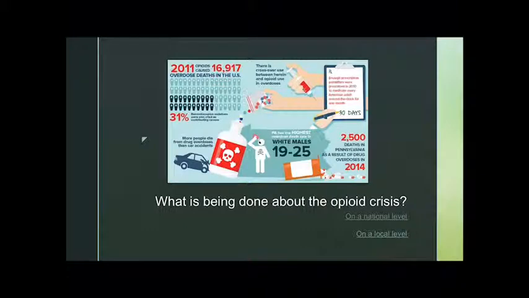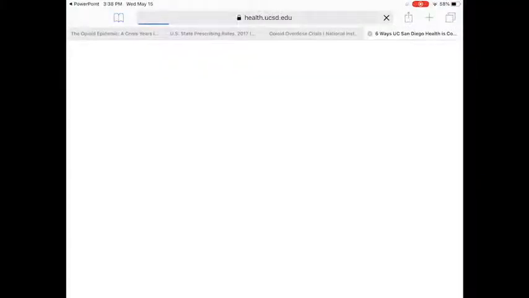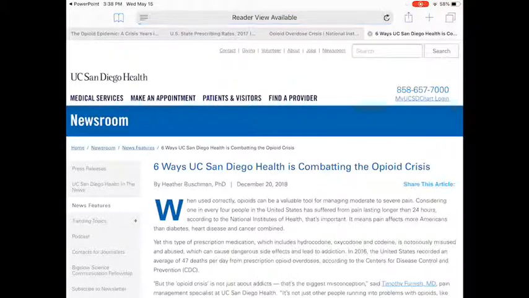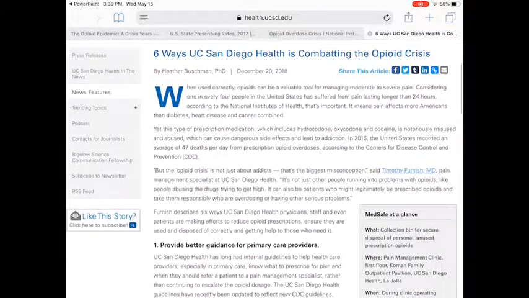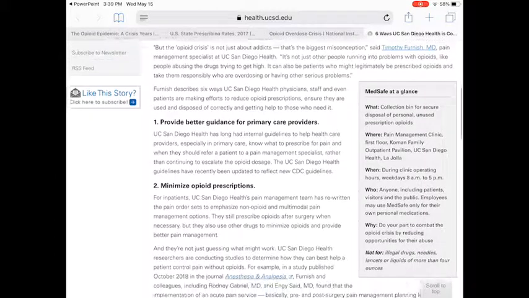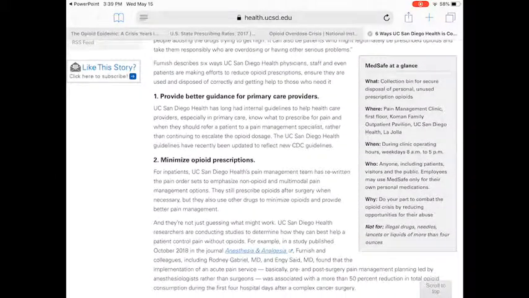I wanted to show you on a local level what we're doing. This is an article that came out of UC San Diego Health. It came out in December and talked about the 6 ways they're combating the opioid crisis. They talk about having better guidance for primary care providers, helping them get a better understanding of how to manage pain, because they're generalists and that is not always their focus, yet they're usually the frontline people being asked to prescribe pain medication.